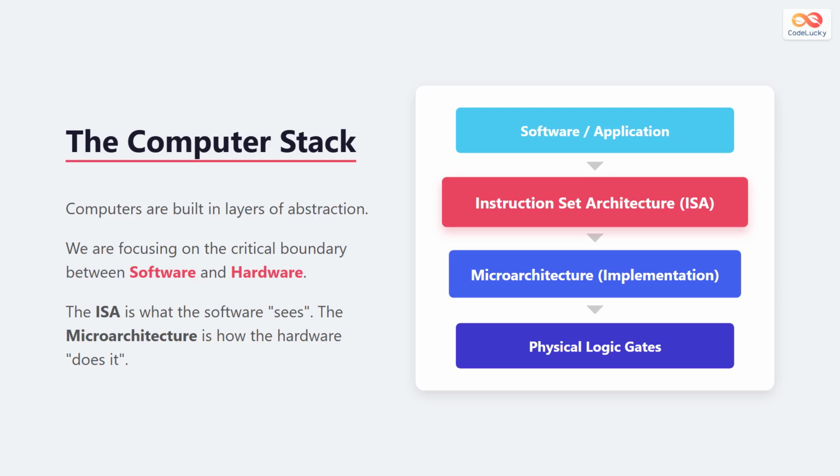To understand where we are, let's look at the computer as a stack of layers. At the very top, you have your software and applications. At the very bottom, you have the physical hardware, the logic gates, and electricity. We are focusing on the critical boundary right in the middle. The ISA is the interface that software talks to. The microarchitecture is the layer just below it, which actually implements that interface in hardware.